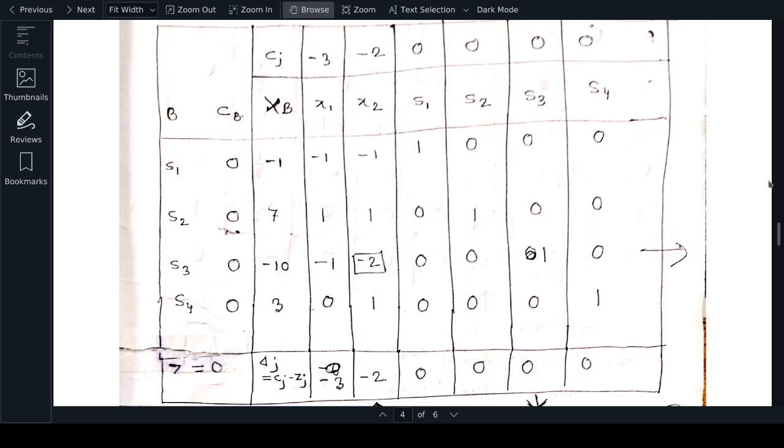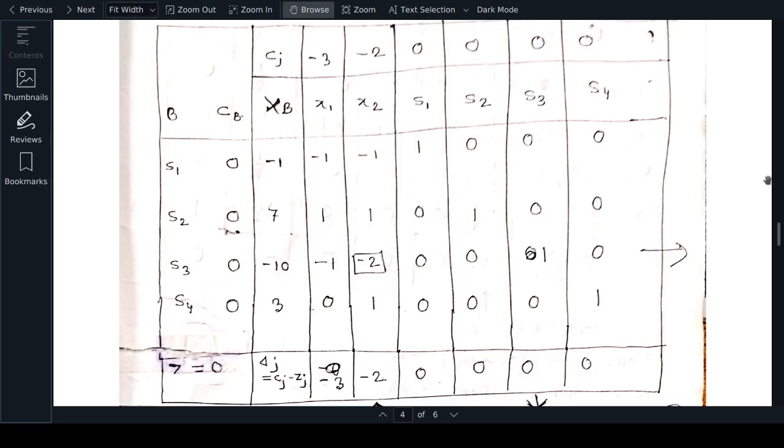Sir, -10 is most negative. Yes, -10 is most negative. Here we have -1 and -10. For these two elements we cannot get the solution. So -1 is a negative value, and -10 is also a negative value.